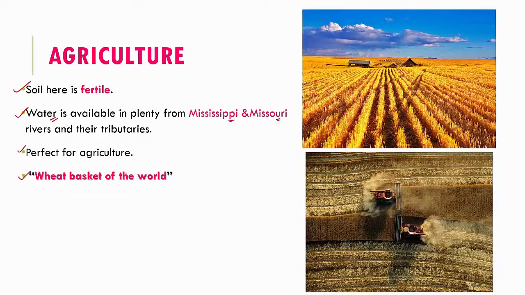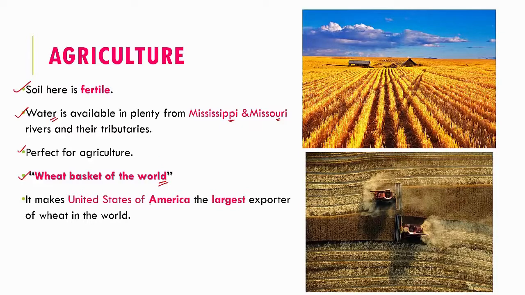So prairies is called the wheat basket of the world. You have to remember this. And this makes United States of America the largest exporter of wheat in the world. Now, apart from this, there are other main crops which are grown here, like maize, barley, rye, and oats. These are other crops which are grown in these fertile soil.